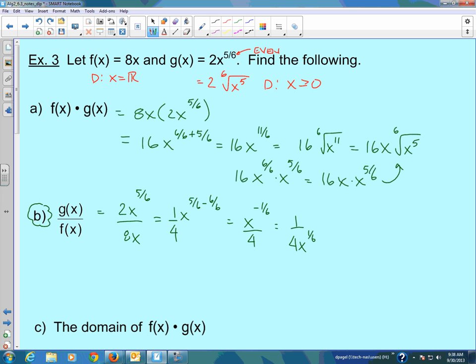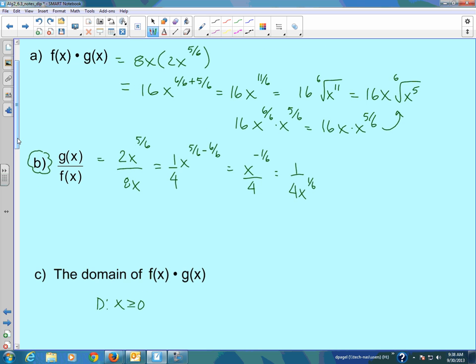And now I want to rationalize that thing, and I want fractional exponents down there. So I want to make it a power of 1, which means I multiply the top and bottom by x to the 5/6, since 5/6 plus 1/6 is 6/6. And I get that. So there's what results from dividing the two.